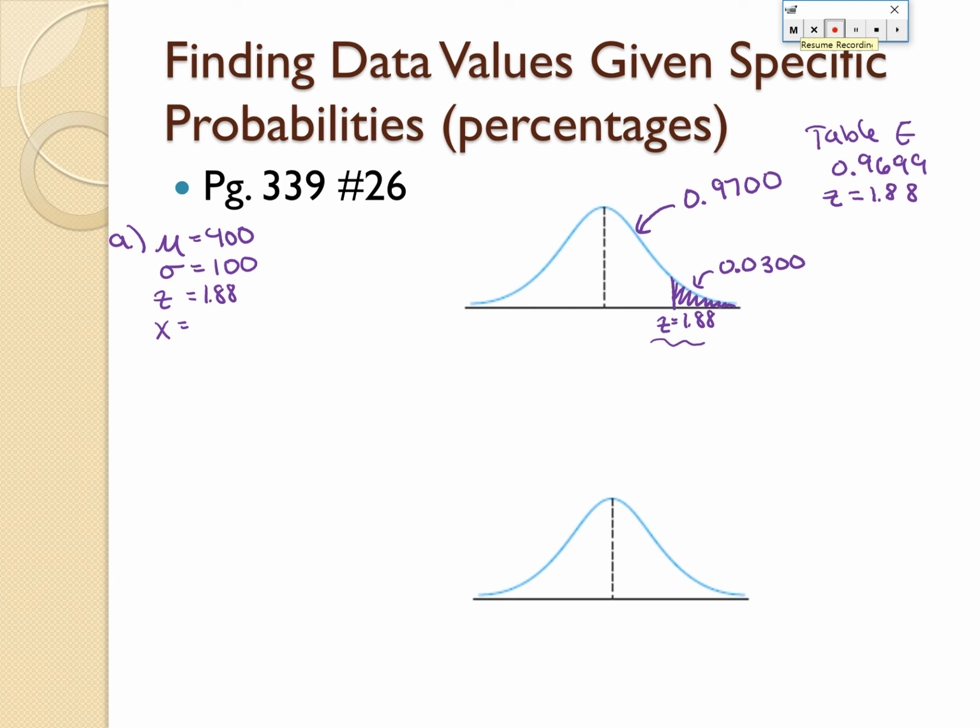All right. So here's what we have. We know our mean, we know our standard deviation, and we know z. Now we want to find x. You don't need a new formula, folks. Let's put in the pieces that we know. We know z is 1.